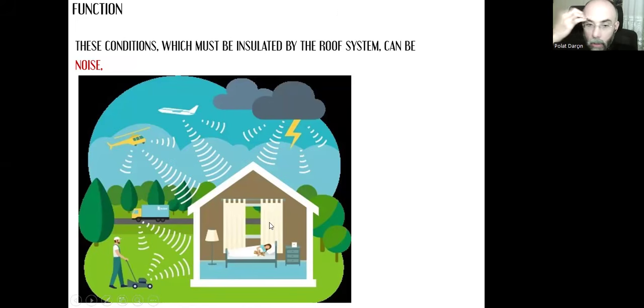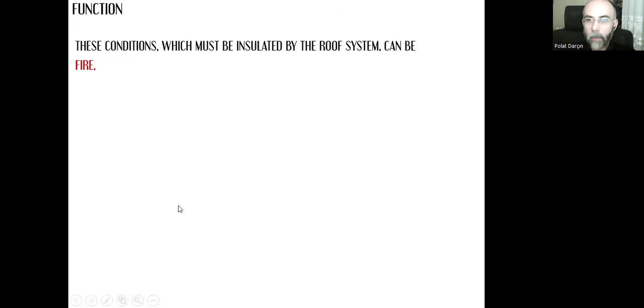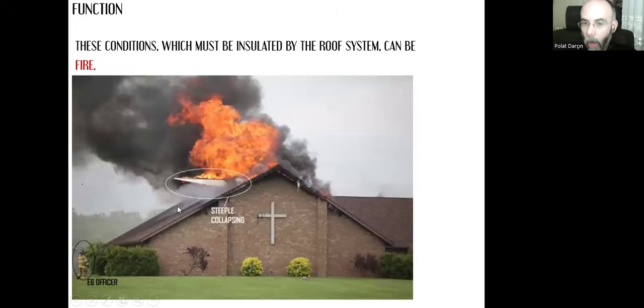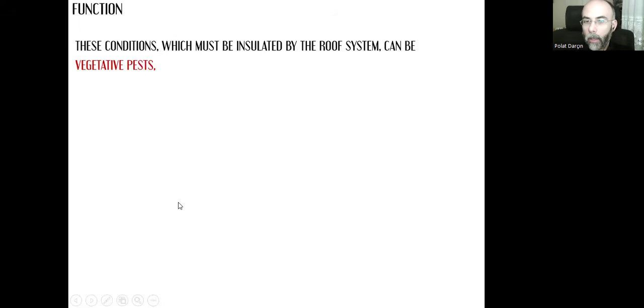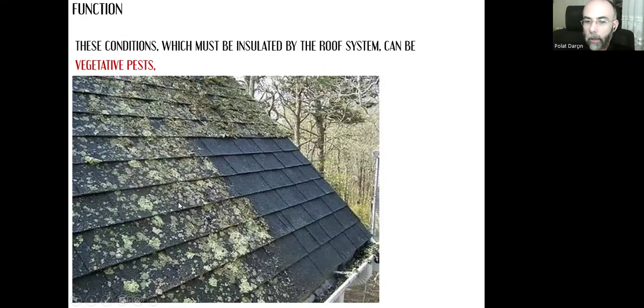Noise can affect the roof system, all this air traffic or thunderstorms or different noise sources can affect the roof system. And if it's not insulated enough, if it's not designed correctly, it can harm the indoor environment. Another one can be fire. Fire can cause serious problems for the building. And the next one can be vegetative pests. These can be in the form of plants or animals or lichens in between, and they can harm building products on indoor surfaces.